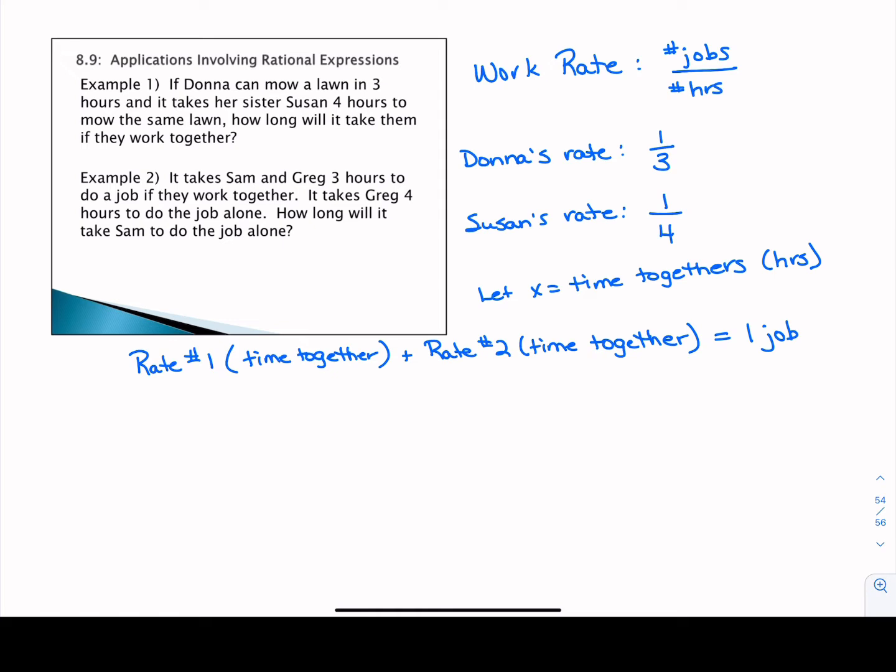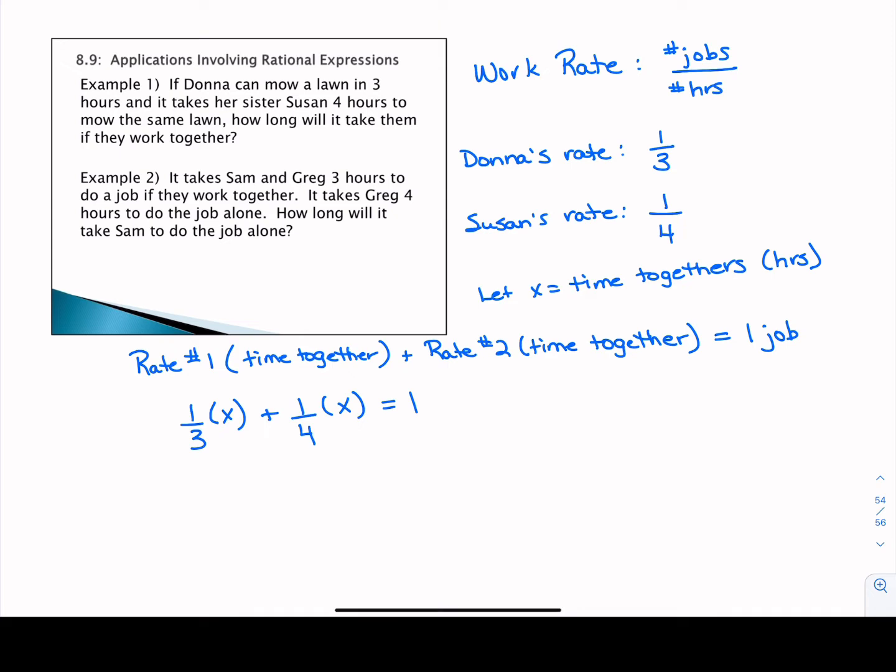So let's use this formula to see what's happening with Donna and Susan mowing this lawn. Donna's rate, we'll say, is in this case rate 1. So rate number 1 is going to be 1/3. We multiply that by the time it's taking them when they work together. They're working for the same amount of time, we just don't know how long that is. We know that that was assigned as a variable of x. Plus, we're going to add the second person's rate. So Susan's rate in this case is 1/4 multiplied by the time they are working together, which again is going to be x. And when we combine those, we should get one complete job.